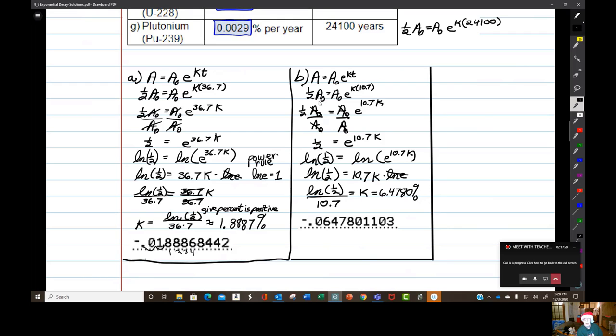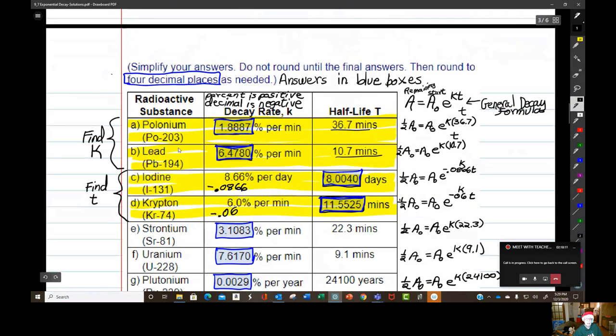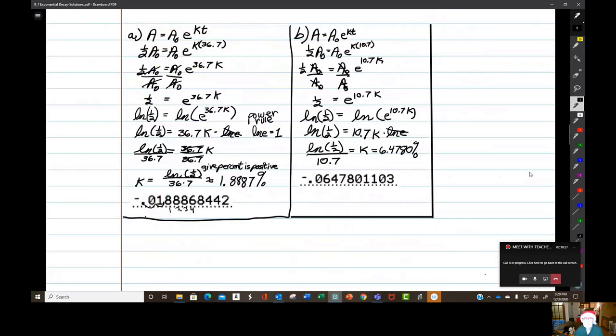Now with B, our first equation is going to be 1/2 A naught equals A naught times e to the k times 10.7. That's because lead also decays and it will have half of its original amount left 10.7 minutes later. Radioactive lead. Okay, so we're going to write this as 1/2 A naught equals A naught e to the 10.7k because we're used to putting the number in front of the k.